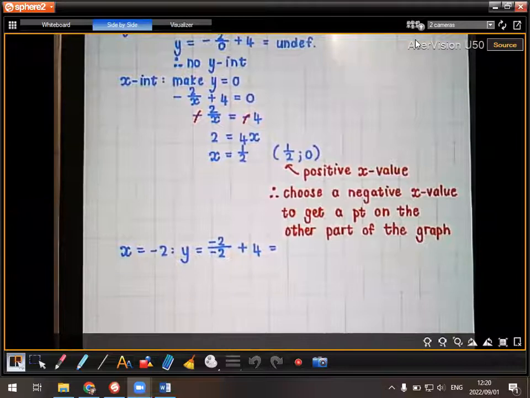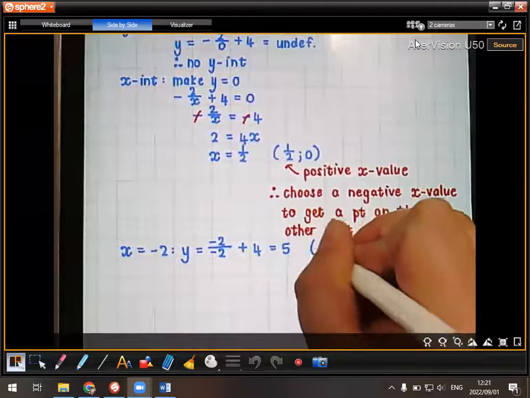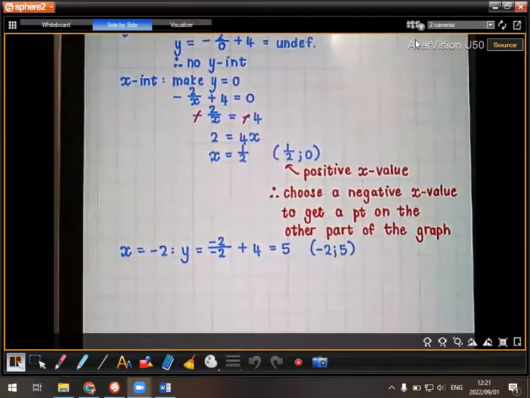Yes. Okay, what's negative 2 divided by negative 2? 1 plus 4 is 5. So that gives us the point negative 2, 5.